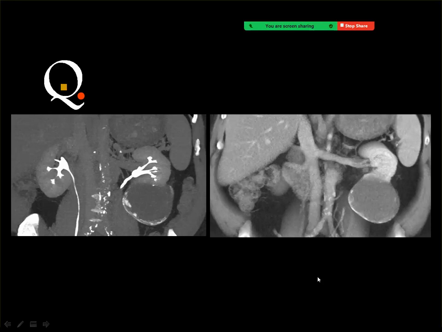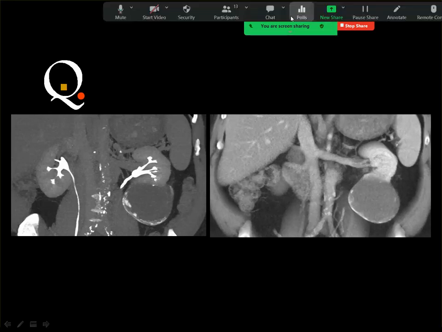The next case is coronal CT urography and another coronal CT reformatted image of the renal area showing a large lower pole left renal lesion.